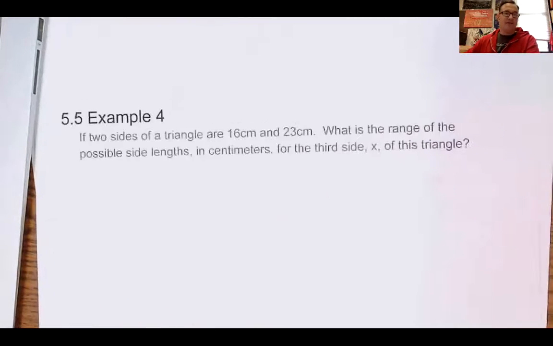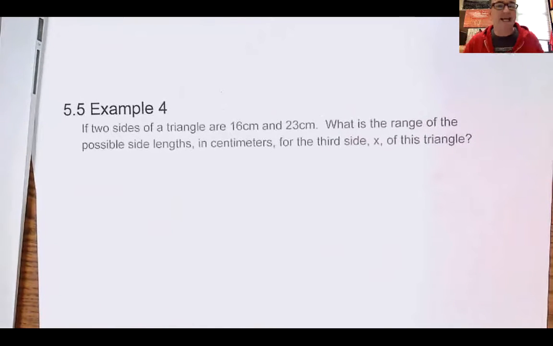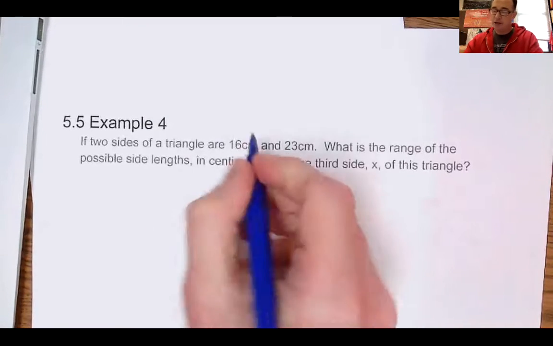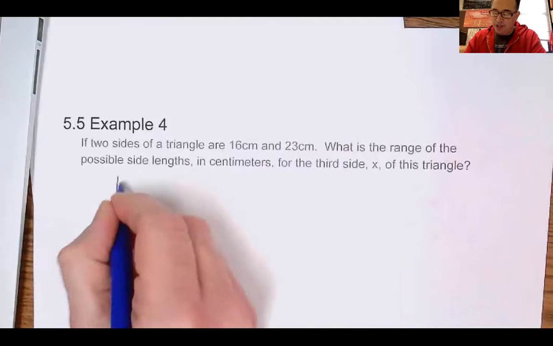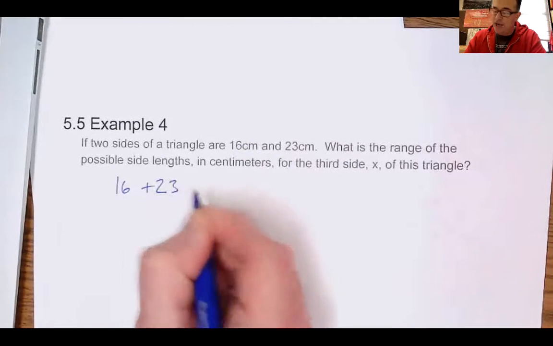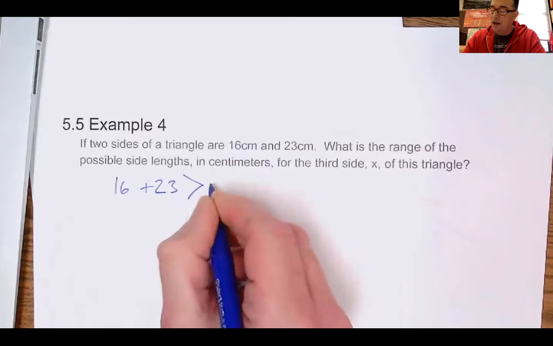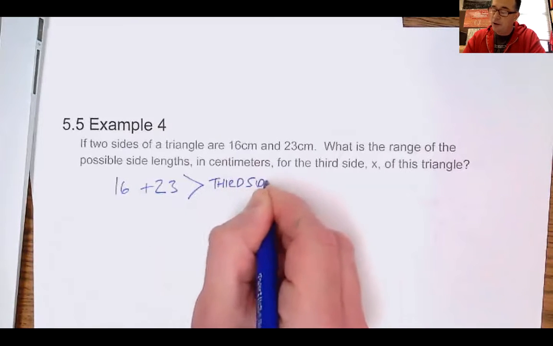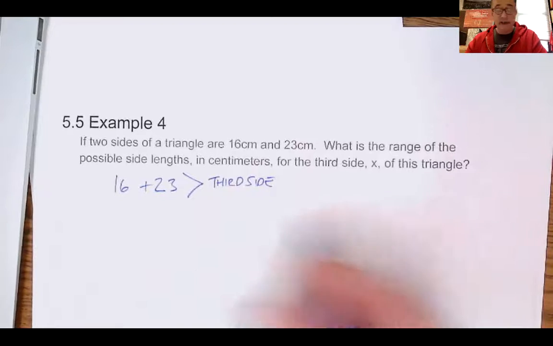Example 4. If two sides of a triangle are 16 and 23, what is the range of possible side lengths? I love this. You're absolutely going to get one of these. There's a lot you got to write down here. There are 2 inequalities you got to put together here. First, let us pretend these are our smaller sides. So 16 plus 23 have to be larger than the third side. Okay, so we'll call it X. It's fine, but just make sure that we're seeing this. What is 16 plus 23?